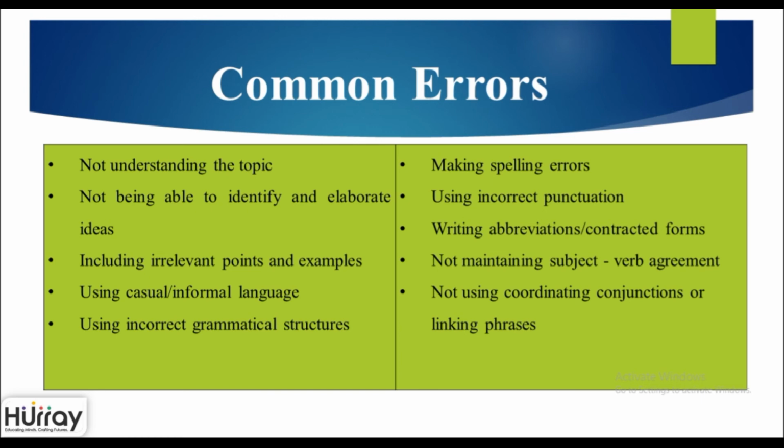Also, not using proper coordinating conjunctions or linking phrases to connect ideas. A lot of times, and goes missing, or however, although, but. These are all coordinating conjunctions and linking phrases that connect your sentences and bring out the proper meaning, whether it is a contrasting meaning or it is a meaning that indicates including ideas. These are some basic things and basic areas where you can lose marks, and these are some common errors that students must definitely correct.